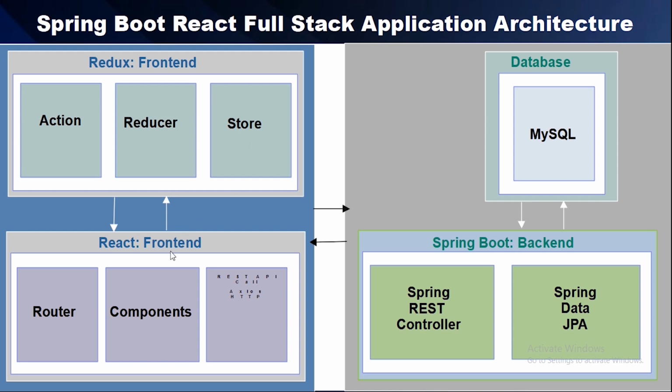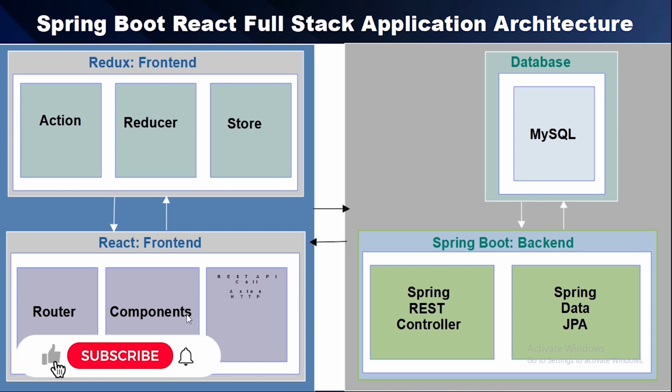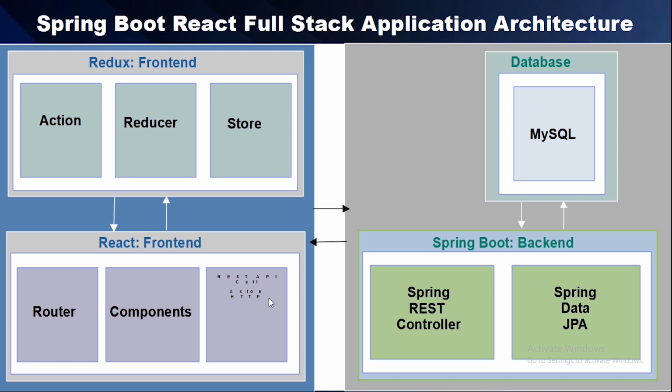Here we can see we have React. In React we have the router, and we use the router to navigate around our app. We also have the component. We will use functional components in this application. We also have the Axios HTTP client, which we will use to make REST API calls to our Spring Boot backend.